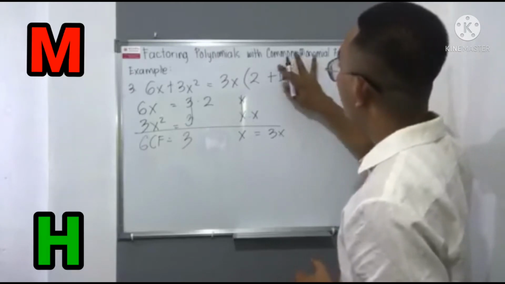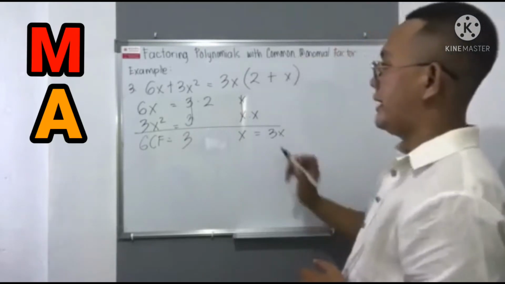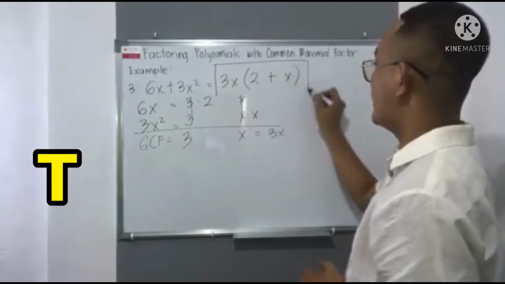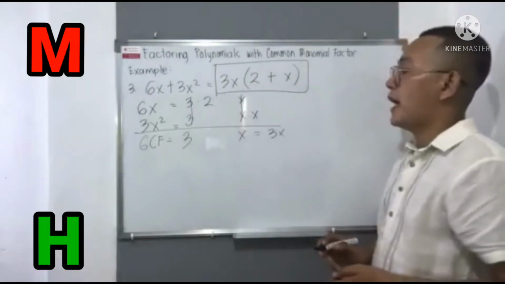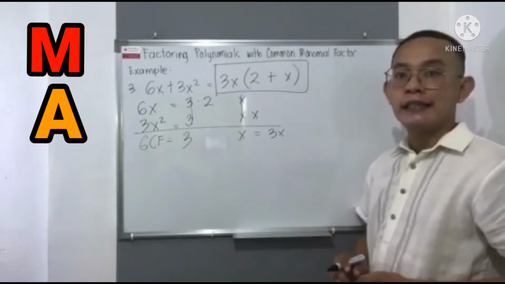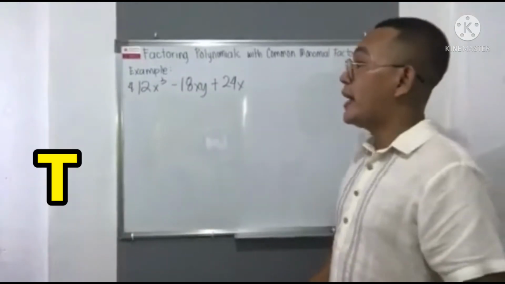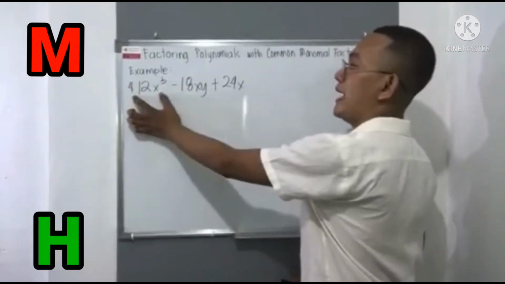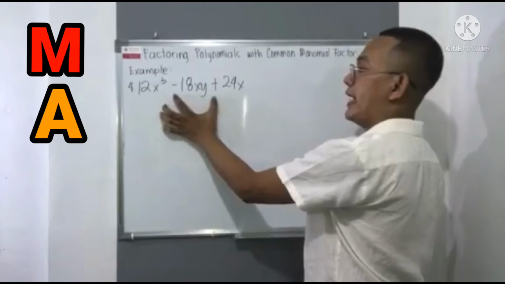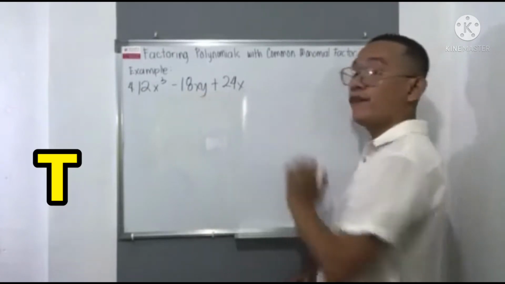Again, pwede na natin burahin ngayon si 1. Okay, so ito na ngayon ang ating final answer: 3x times 2 plus x. Okay, another example, we have 12x cubed minus 18xy plus 24x.